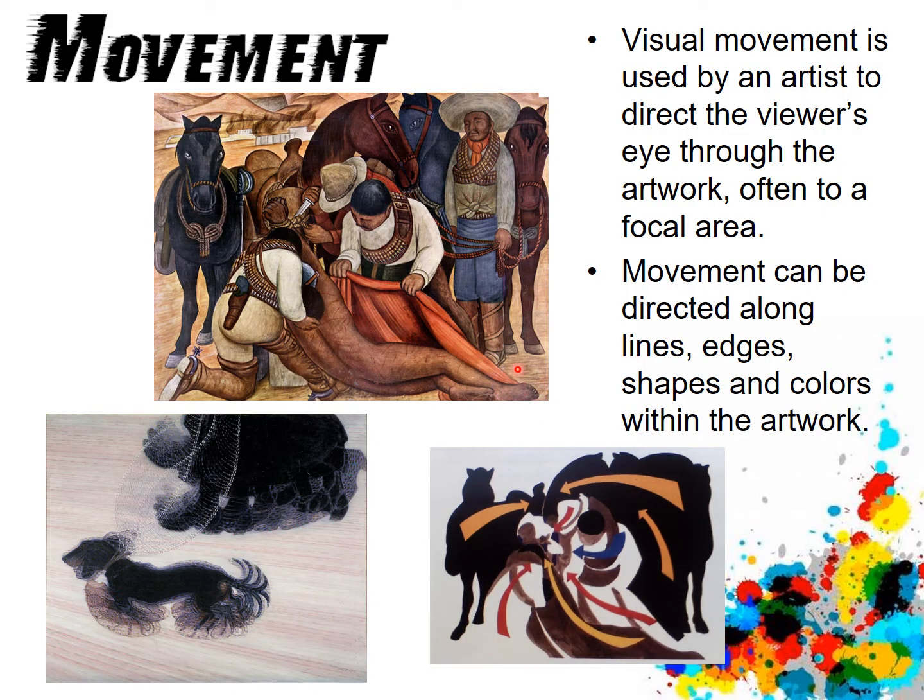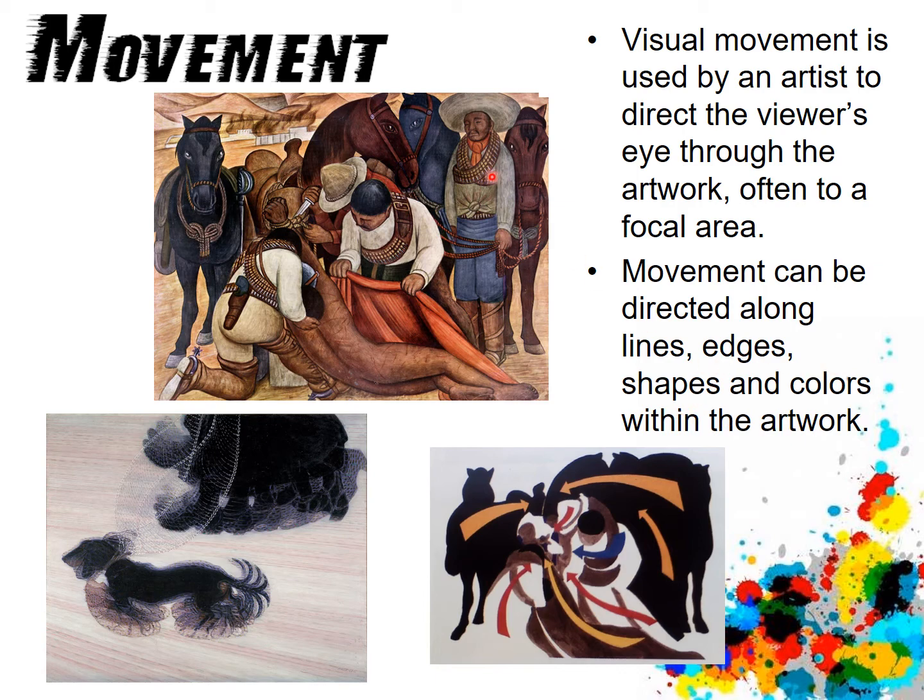All right, next we're going to talk about visual movement. So visual movement is used by an artist to direct the viewer's eye through an artwork, often to a focal area. So that's all you have to write down. Visual movement is used by an artist to direct the viewer's eye through the artwork, often to a focal area. The movement can be directed along lines, edges, shapes, and colors within the artwork.